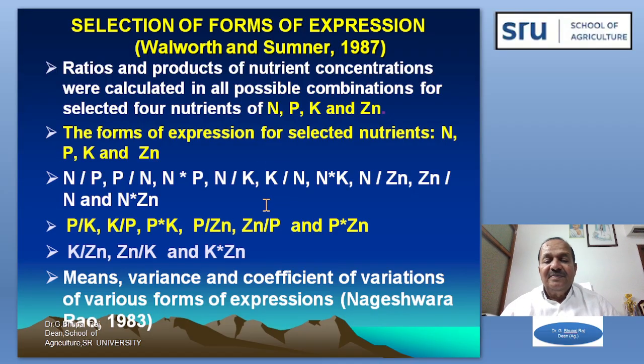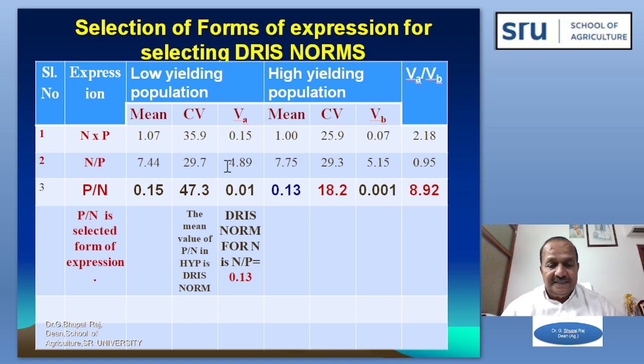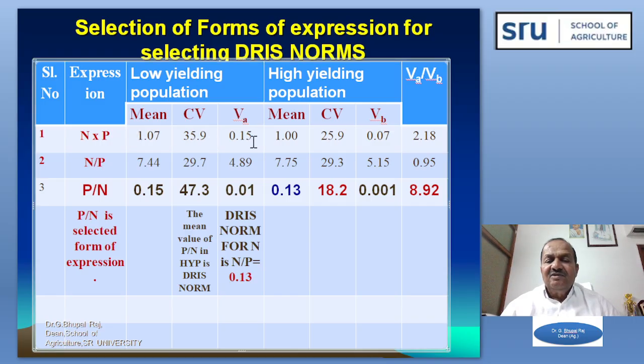So how to select the combination of that nutrient ratio, we can see here. For example, we take the nitrogen phosphorus combination: the nitrogen and phosphorus product, nitrogen by phosphorus, and the reverse phosphorus by nitrogen. These are the three possible ratios for nitrogen and phosphorus. For these ratios, the mean value of N and P from the low yielding population is 1.07, and from the high yielding population it is 1. Then the coefficient of variation of that particular ratio is 35.9, and the variance is 0.15.